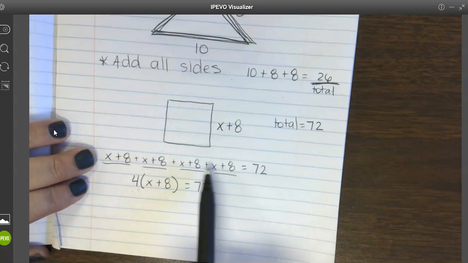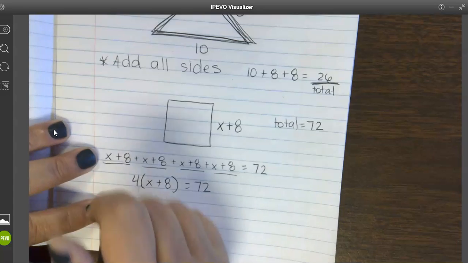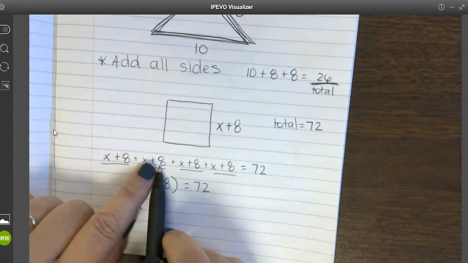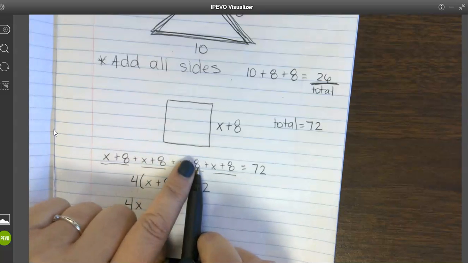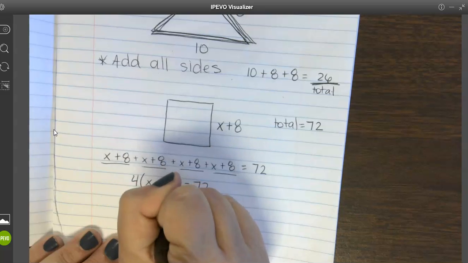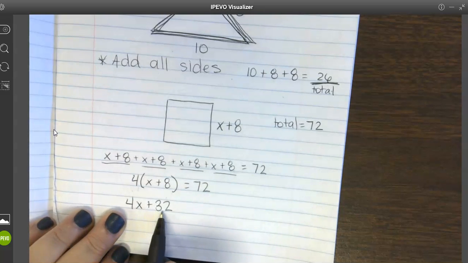I have 1, 2, 3, 4 x's, so I know it's going to be 4x. 8 plus 8 is 16. 16 plus 8 is 24. 24 plus 8 is 32. So in simplest form, this would be 4x plus 32.